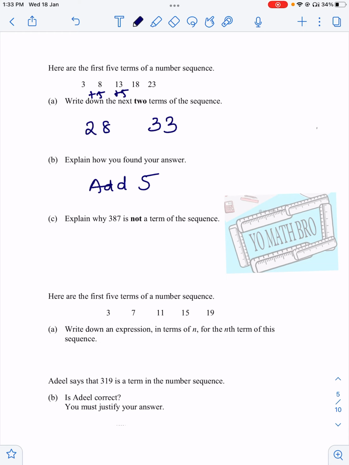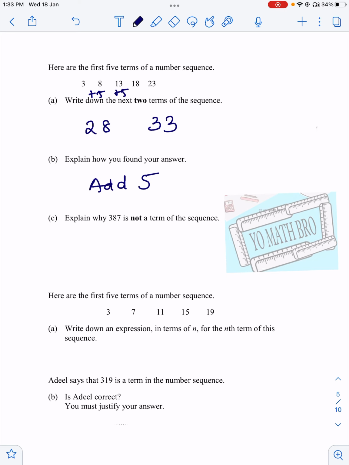And why is 387 not a term of the sequence? First, you find the formula. I've got an easy method: whatever difference you get, multiply by n. So I get 5n. Okay, substitute n as 1, so I get 5. Now what do you do to 5 to get the first term? You subtract 2. This becomes my expression for the linear sequence, 5n minus 2. After practicing a few sums, you can get it directly. And when you solve this, you come to know 387 is not a part of the sequence.